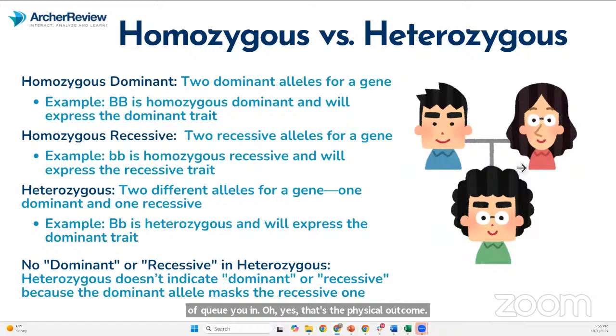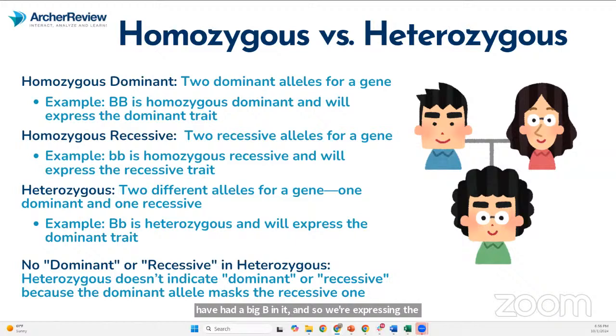The next thing we have to look at is this whole concept of homozygous dominant, homozygous recessive, and heterozygous. What's that all about? That's our next conversation. All right, homozygous dominant. This is when a person inherits two dominant alleles. So the sperm would have had a big B in it, the egg would have had a big B in it, and so we're expressing the dominant trait.